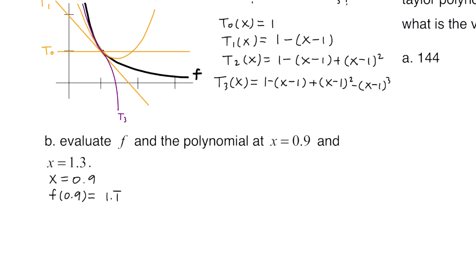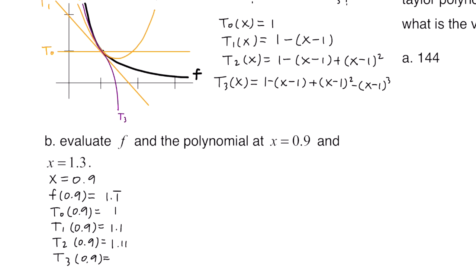Now we're going to take this value and plug it into t sub 0, t sub 1, t sub 2, and t sub 3. Since t sub 0 is a constant value, when you try to plug in 0.9, you can't plug anything in, you just get out the value 1. When you plug in 0.9 to t sub 1, we plug the 0.9 right here. When you simplify it, you get 1.1. When we take 0.9 and plug it in here for t sub 2, we're plugging in 0.9 for this x and this one, plug it all into a calculator, and you get 1.11.